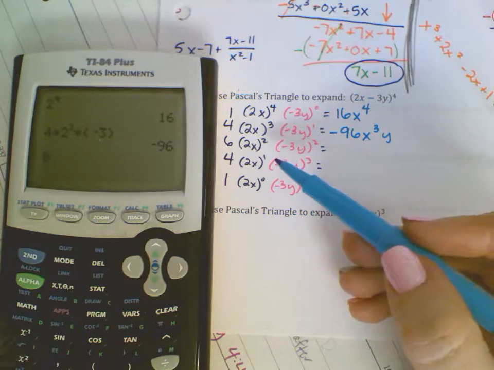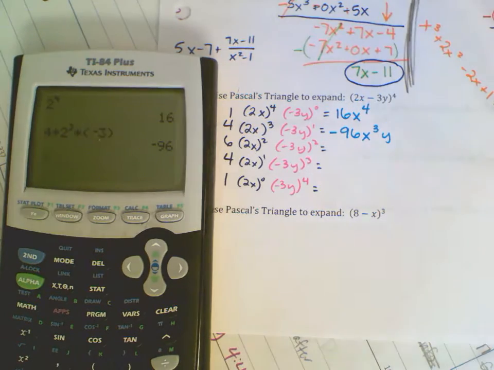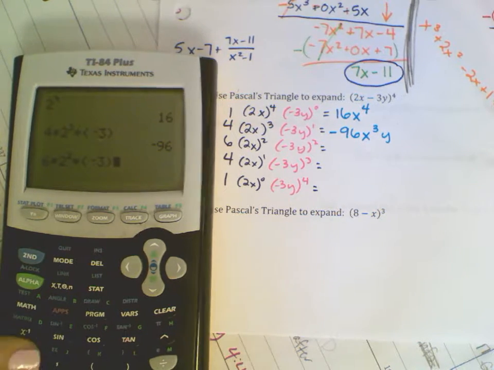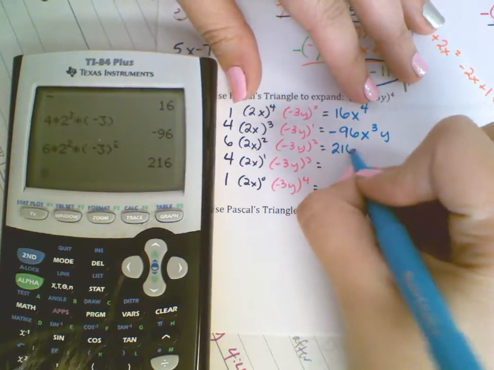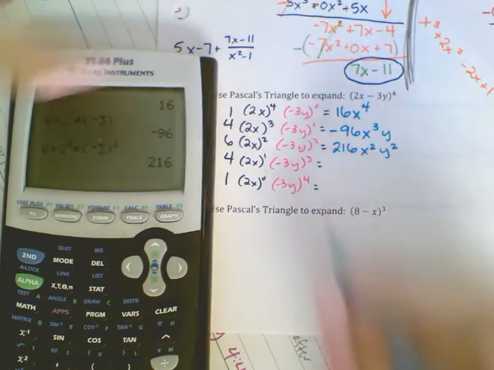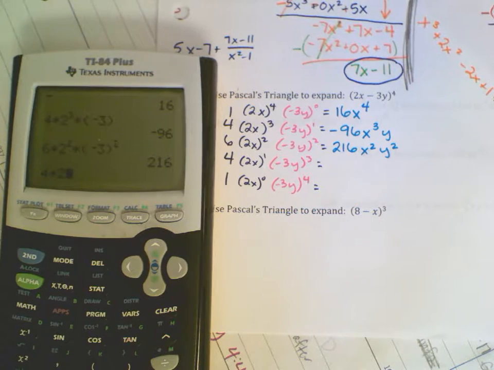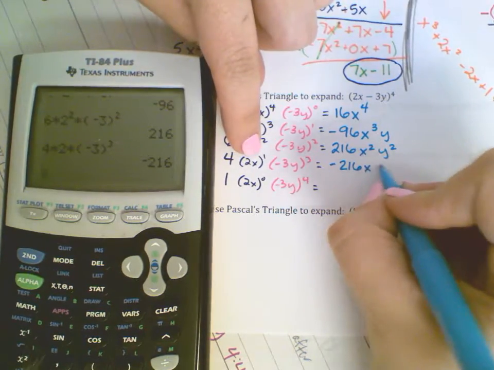Now, looking at this next piece, I have 6 times 2 squared times negative 3 squared. So 6 times 2 squared times negative 3 squared, and I get 216. Can't forget my x squared or my y squared. Then I have 4 times 2 to the first times negative 3 to the, what is it, third. Gives me negative 216. X to the first, y cubed.